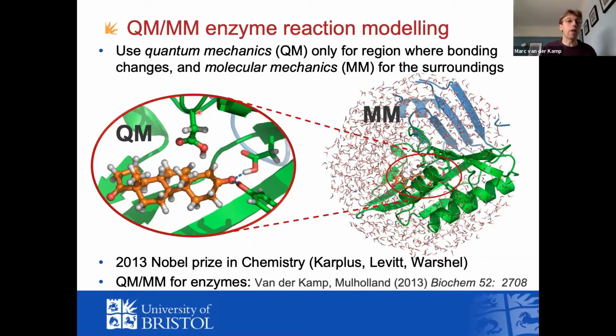Especially the residues that, for example, in this case, an aspartate residue that is a base in the reaction. We have that only in a small region, because then the much larger region, the whole enzyme and solvent environment, can be included at the MM level, which is much more computationally efficient. So that is probably fairly familiar. This is the technique that essentially won the Nobel Prize in 2013, so I thought I might as well mention that again. And this is a review that gives you an overview of some of the things that you can do with QM/MM for enzyme reactions.